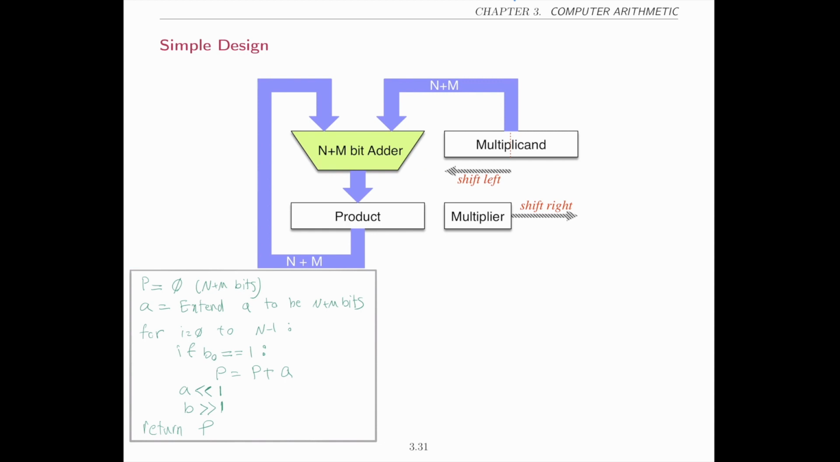Let's assume you wanted to do a multiplication of a 64-bit number by a 64-bit number. To be able to do it, you need a 128-bit register here. You need another 128-bit register here for the product. And you need a 128-bit adder. Now, a 128-bit adder is not so easy to create. And these are going to take a lot of space.